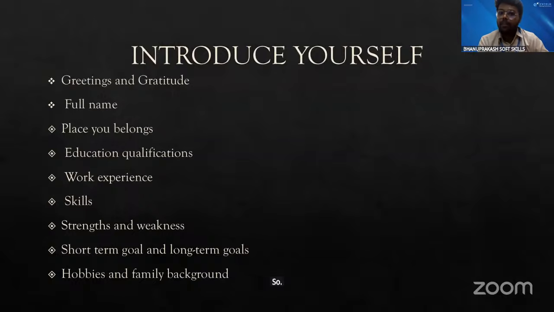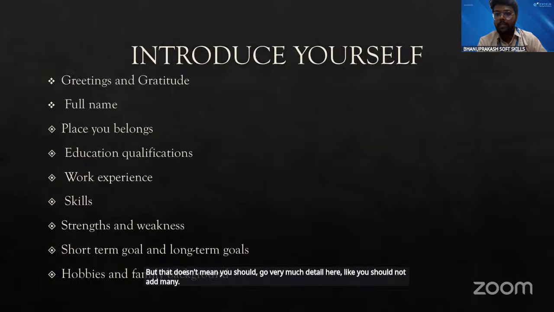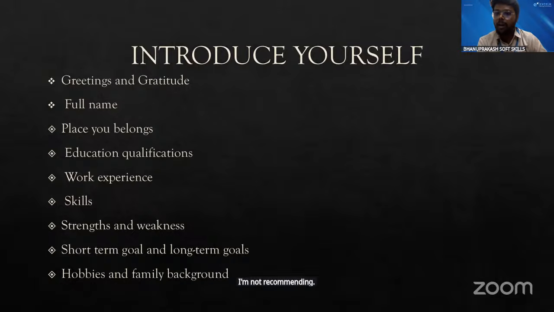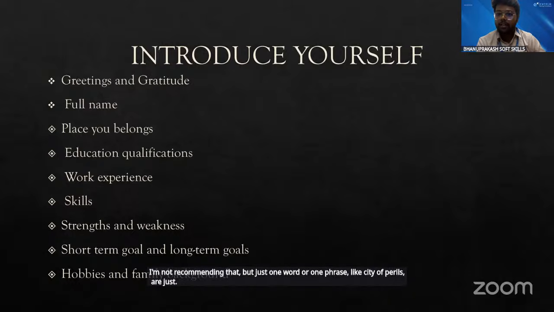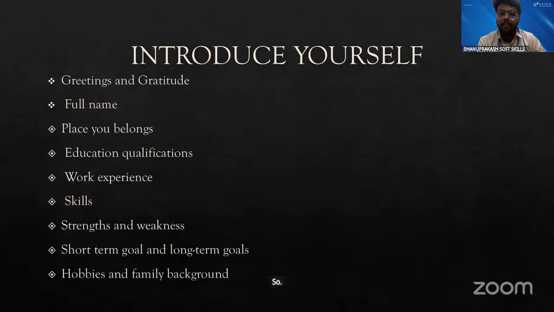If you're from Vizag, you can add its own name, City of Destiny. If you are from Kolkata, City of Joy. Every city has its own name. If your place doesn't have such a name, there will be something special about your place, so you can just add one word that is famous in your place. That adds some uniqueness, but it doesn't mean you should go into much detail or add many lines about the place. Just one word or one phrase like City of Pearls. That is how you can add it.